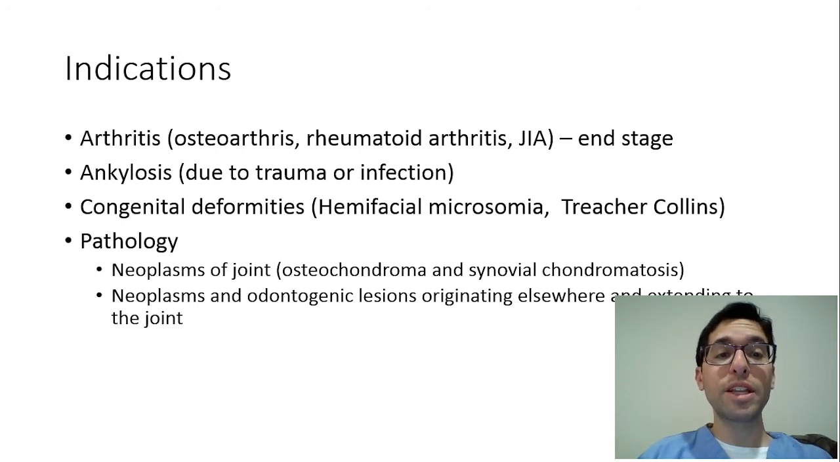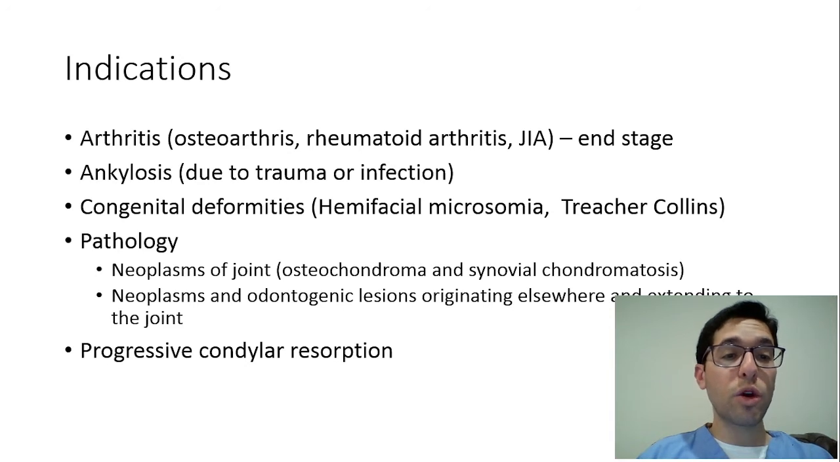So the most common neoplasm of the joint, this can definitely be a question. The most benign would be an osteochondroma. You can also have synovial chondromatosis. You have neoplasms that are of odontogenic origin, so they originate maybe in the ramus or in the body, but if they were just neglected and they extended and they grew for long enough, then of course they could reach the condylar head if you just let them grow long enough.